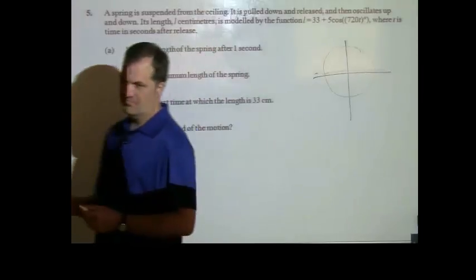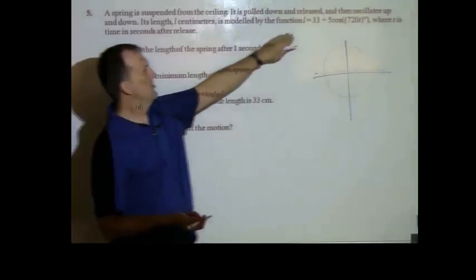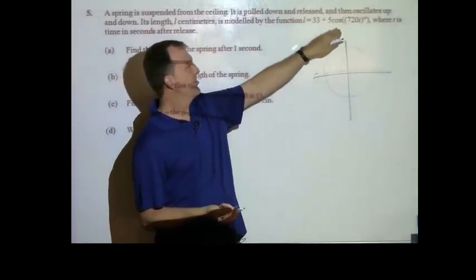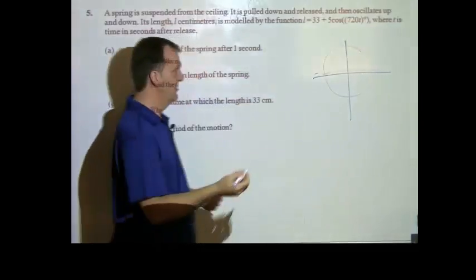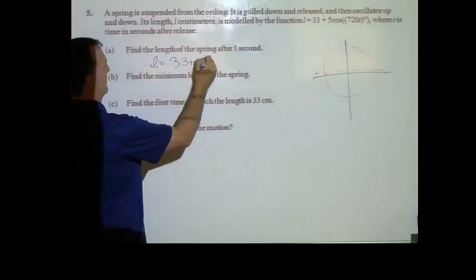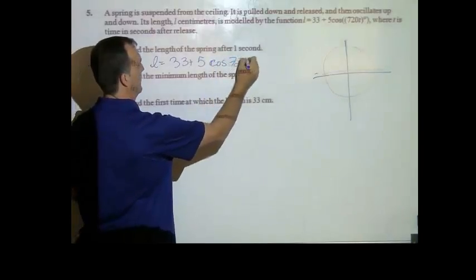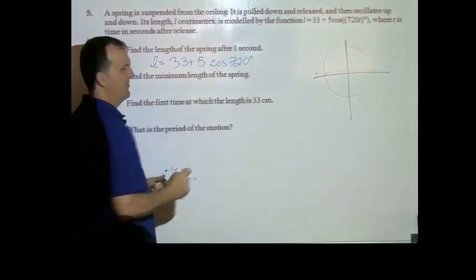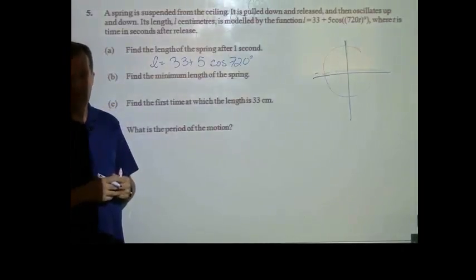So find the length of the spring at 1 second. We've got this equation: 33 plus 5 times the cosine of 720 times t. T is 1. So right now I know we have the length is 33 plus 5 times the cosine of 720 degrees. What's the cosine value of 720 degrees?